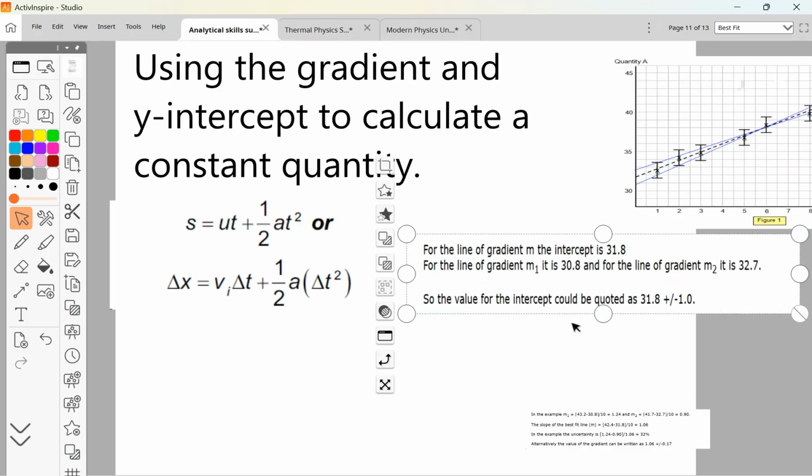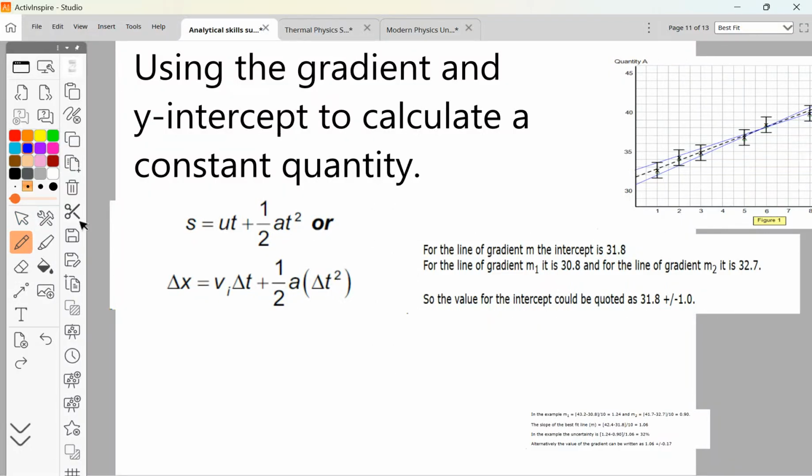So let's just look at this one. They're telling you that for that line there, the y-intercept was given as 31, and for M1 it's 30.8, and for M2 it's 30.7. So if you wanted to get the uncertainty, as I already said, you could do the M1 and M2 minus each other and divide by 2, or just that. It's going to give you the exact same answer.